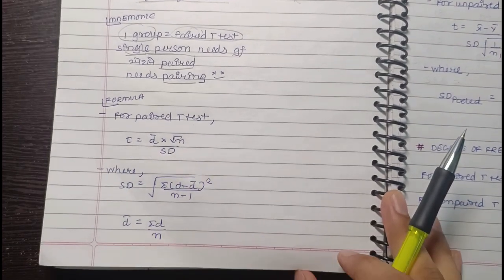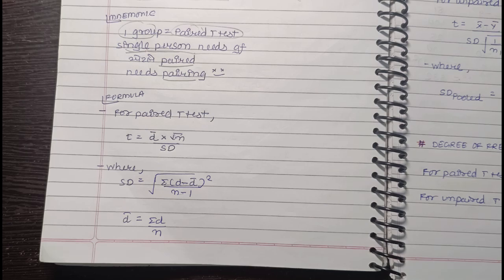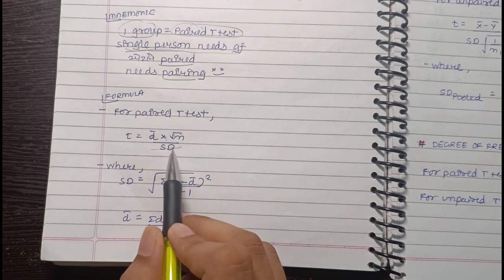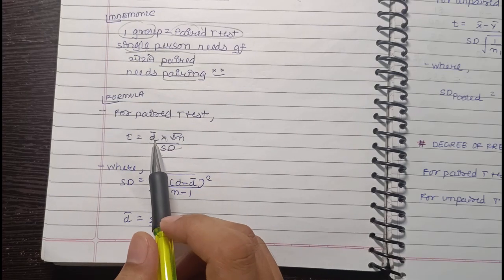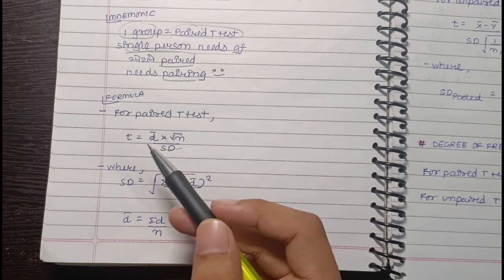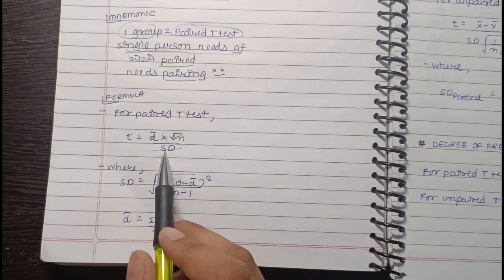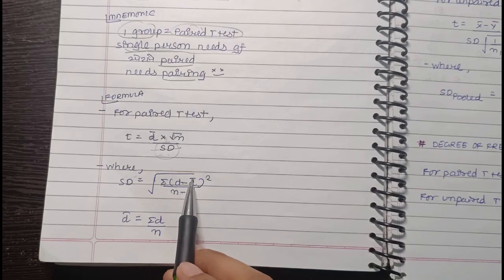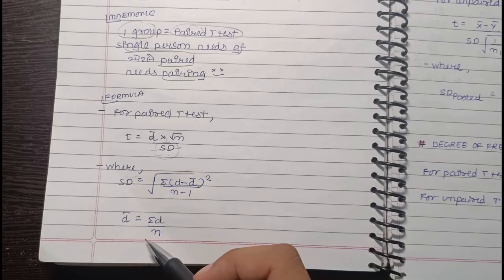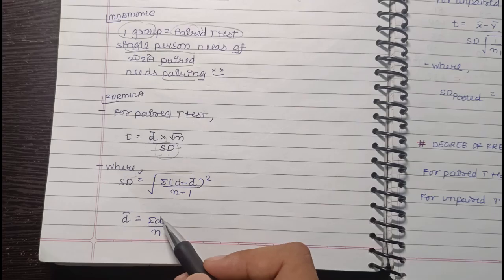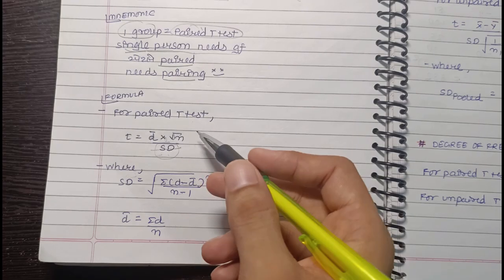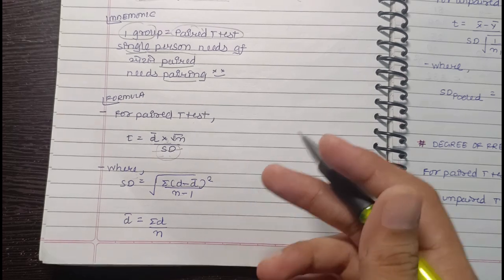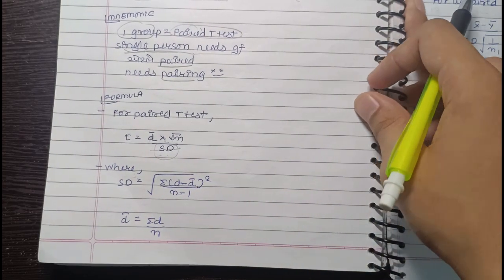Now what are the formulas applied in this paired t-test? For the paired t-test, t is equal to d into root n divided by standard deviation. What is d? d is a difference, which will be taught in the upcoming examples, whereas the standard deviation written here is equal to root of sigma (d minus d bar) whole square divided by n minus 1, whereas d bar is actually sigma d by n. We have to just remember these equations because they will be applicable in the questions, so there is no chance to skip it.